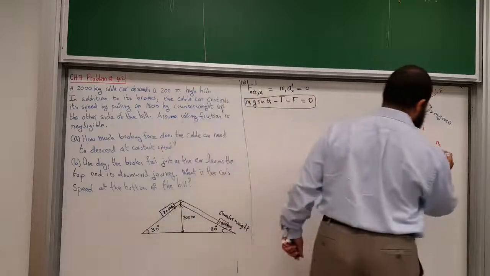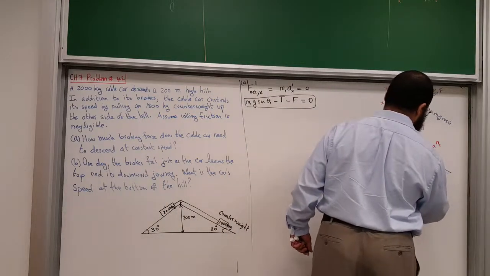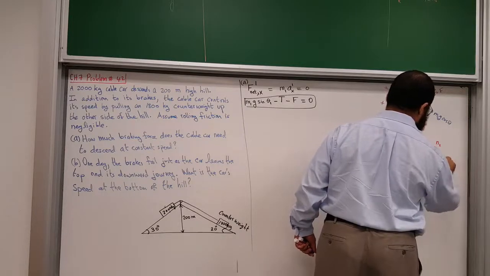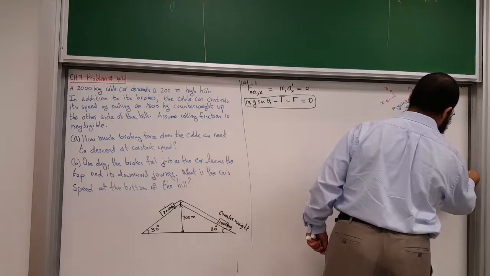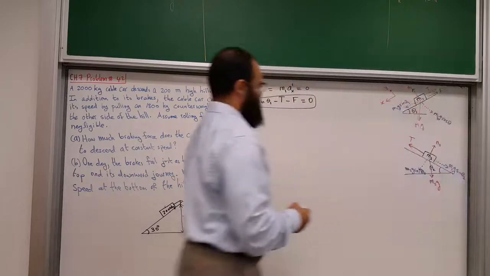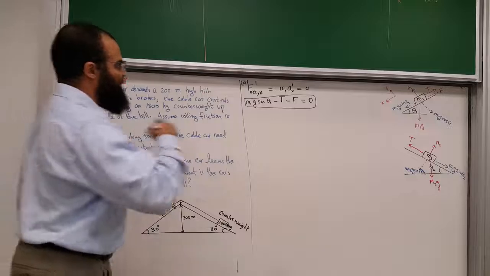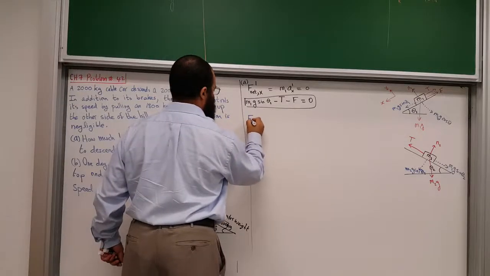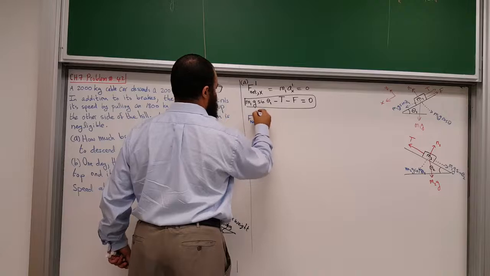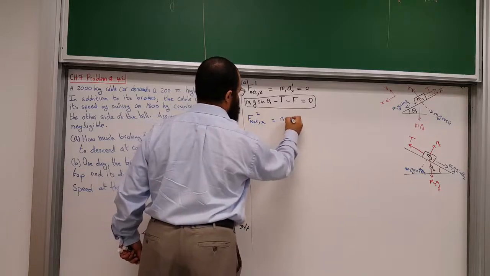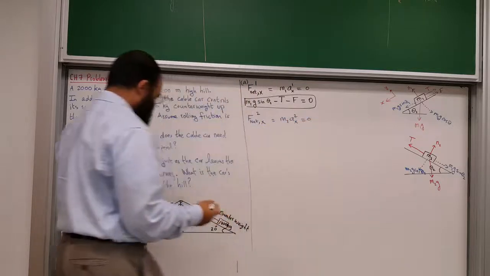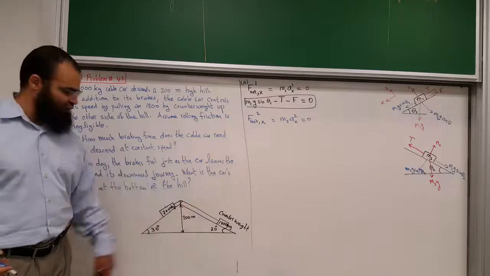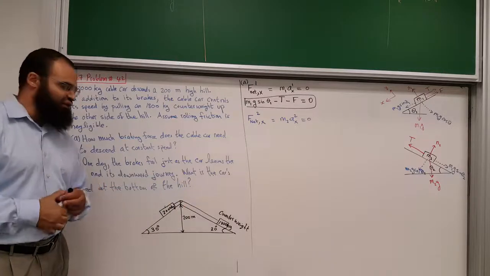And I'm going to break down the m2g into two components. One of them is this way, m2g cosine of theta 2. And there is one component this way, m2g sine of theta 2. Yeah, and then keep writing in blue, the net force in the x direction on m2 will equal m2 times the acceleration in the x direction of m2. But that's 0. They're connected. If this doesn't accelerate, that one doesn't accelerate. They have to have the same speed and acceleration at all times.